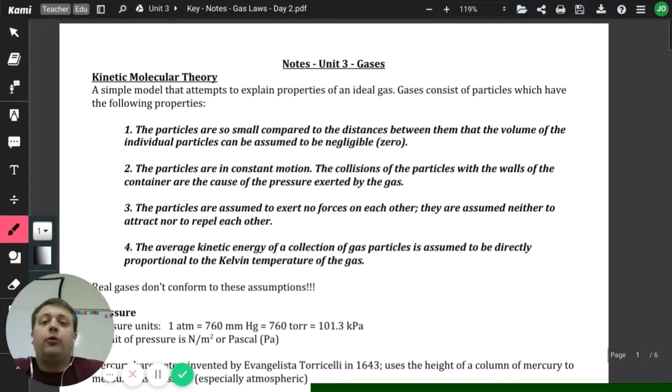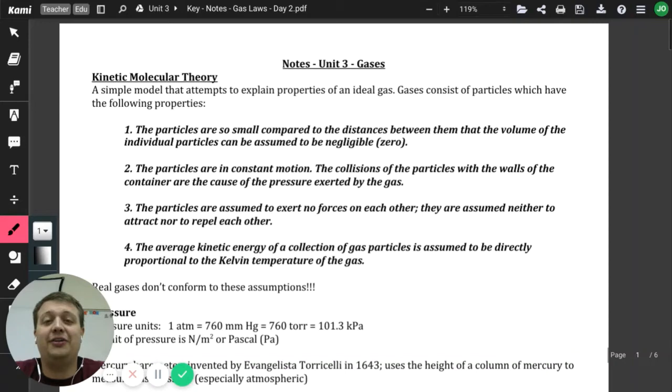Today what we're going to be doing is going over the kinetic molecular theory of gases. So we're going to be starting day one, part one of our gas law notes on this unit. For this, you do need to make sure you've got your notes, and then you also need to make sure you've got something to write with so that you can take your notes.